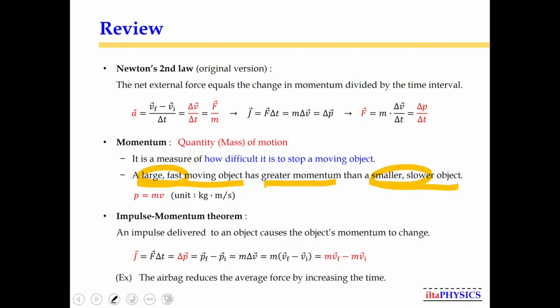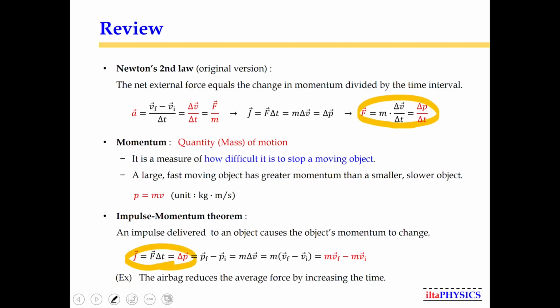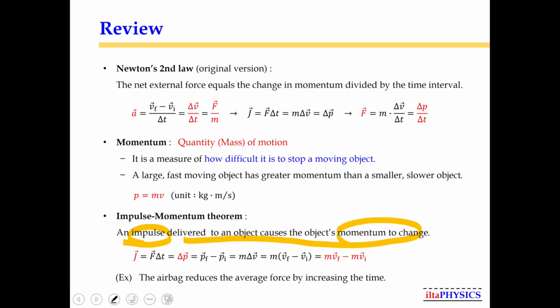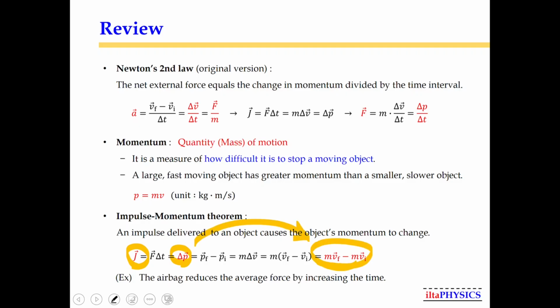Finally, the relationship between the impulse applied to an object and the resulting change in momentum is called the impulse-momentum theorem. Please make sure to distinguish this from the earlier point that Newton's second law describes the relationship between force and momentum. The impulse-momentum theorem states that the impulse applied to an object equals the change in its momentum, and that change in momentum is calculated by multiplying the mass by the difference between the final and initial velocities.